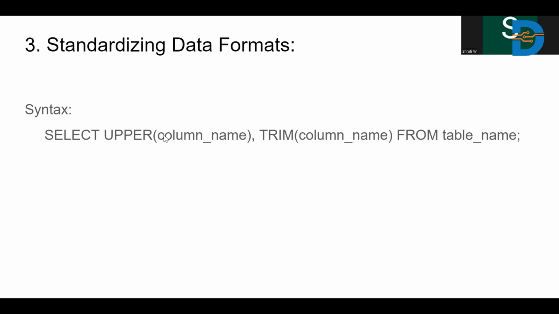So SELECT UPPER is nothing but converting all the characters to uppercase for that column name, and then the TRIM function with the column name. As I mentioned, it is going to remove the unwanted spaces in your data, and you have to mention the table name you are selecting from.